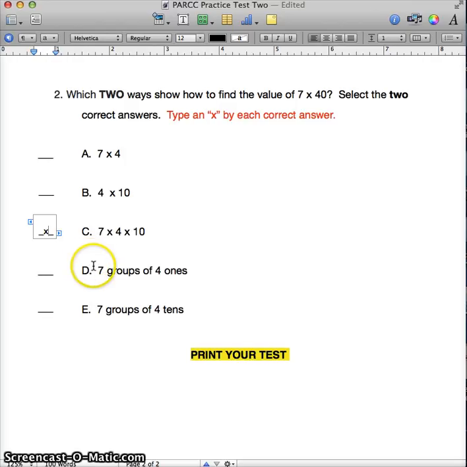Boom. Hey, look at D. 7 groups of 4 ones. Wait, that would just be 7 times 4. That's not going to cut it. How about 7 groups of 4 tens? Oh yeah, 7 times 4 tens is the same thing as 7 times 40. There it is. Boom. Look at my X way over there. I don't like it there. Let's try to move him back. Get over there, X. 7 times 10. Okay, 4 tens. There you go, your 2 answers.